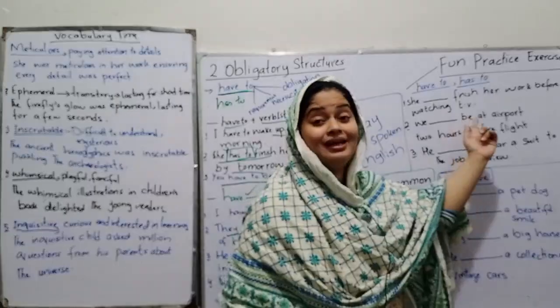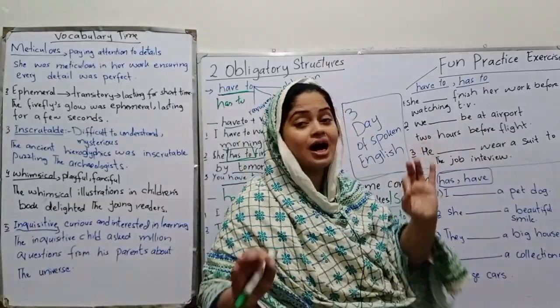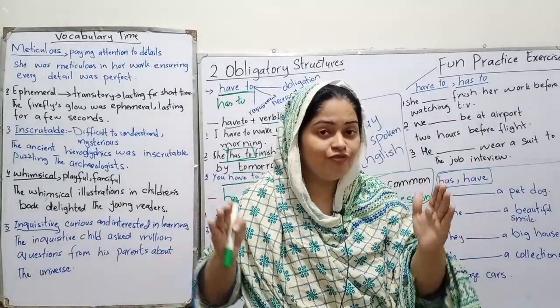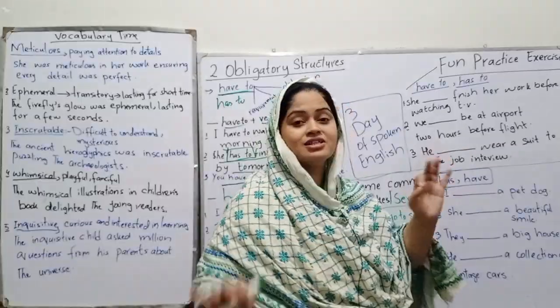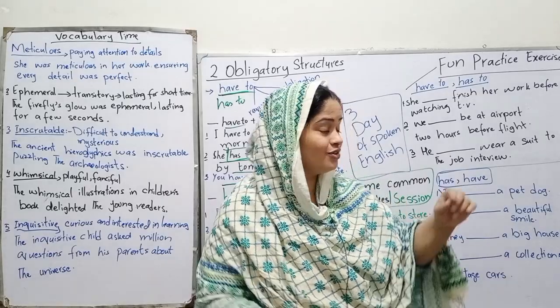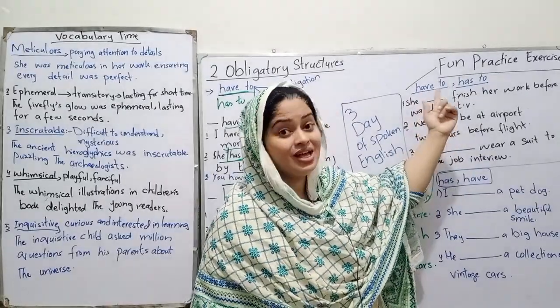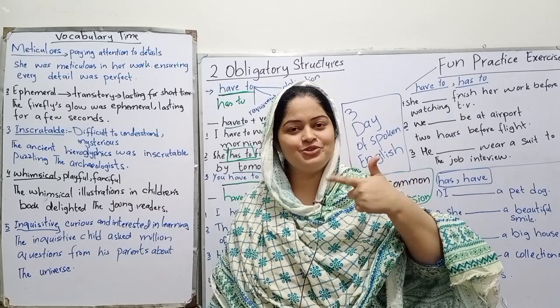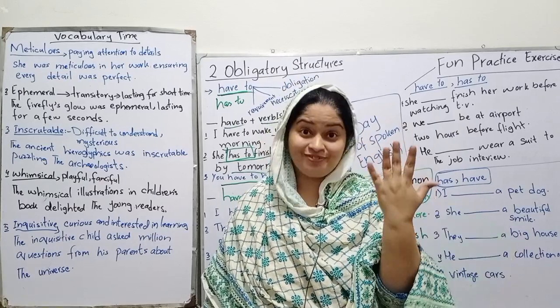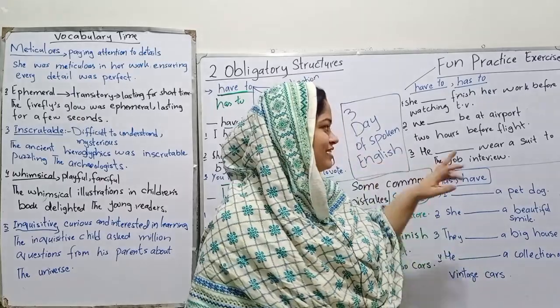We be at the airport 2 hours before the flight. Now, whether you would use have to or has to, your time starts now. 1, 2, 3, 4 and 5. Let me know in the comment section.